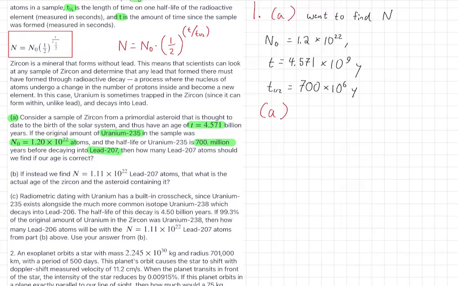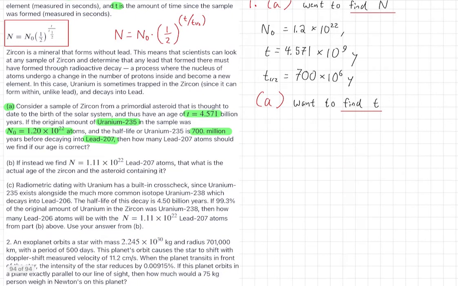Underline it up here that we wanted to find N. Well, this time we want to find T, which is a bit more difficult. Not terribly so or anything, but it definitely is the more tricky of the two because the formula isn't set up that way. I'm asking you to actually readjust the formula, solve for it.